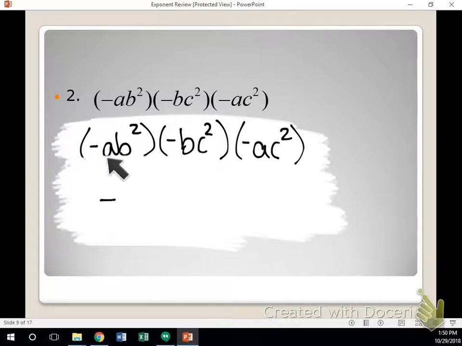Then I've got a times a. There's not an a in the middle to multiply it to. That gets a little bit tricky. I know that if I multiply the same base, what do I do with my exponents?